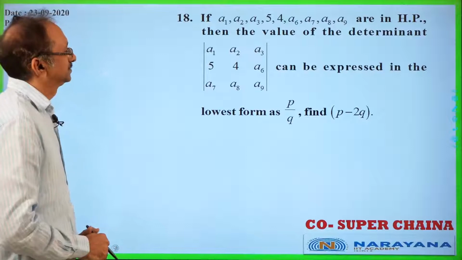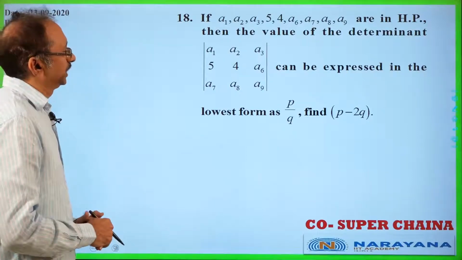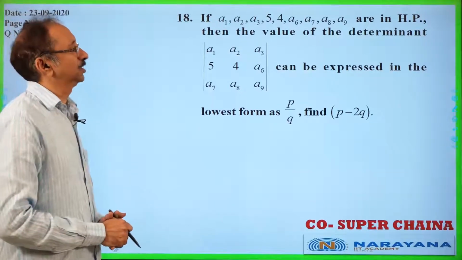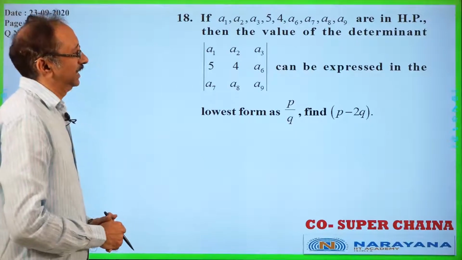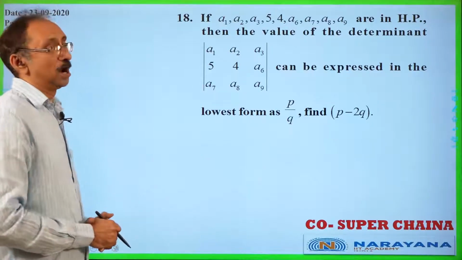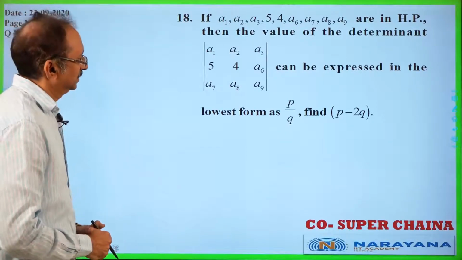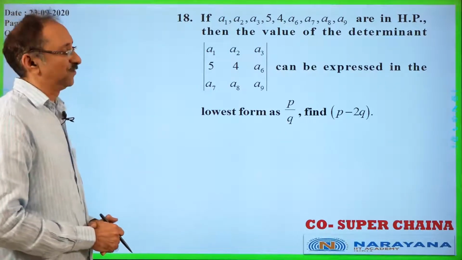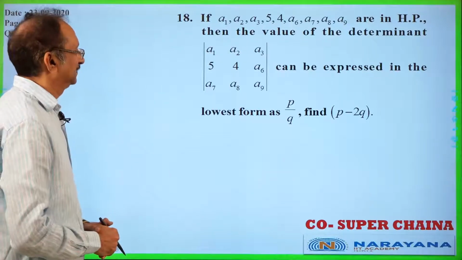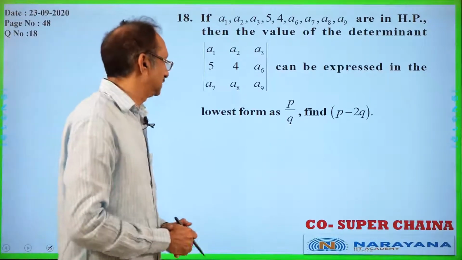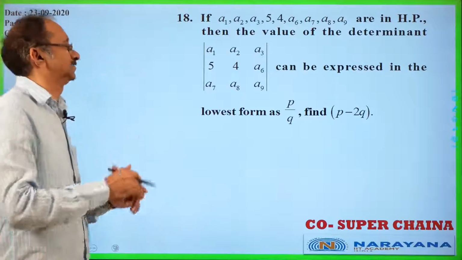And see, what is this? A1, A2, A3, 5, 4, A6, A7, A8, A9 are in harmonic progression. Then the value of the determinant A1, A2, A3, 5, 4, A6, A7, A8, A9 can be expressed in the lowest form as P by Q.